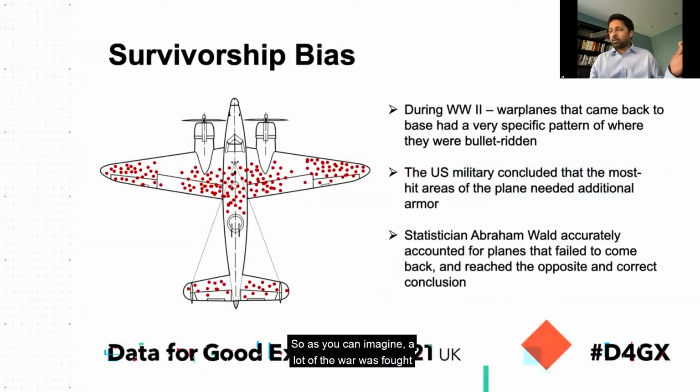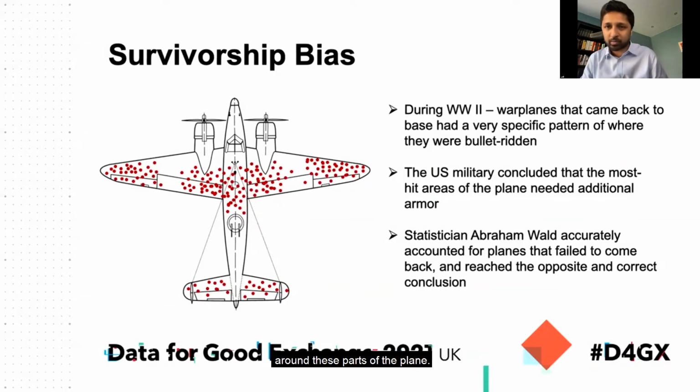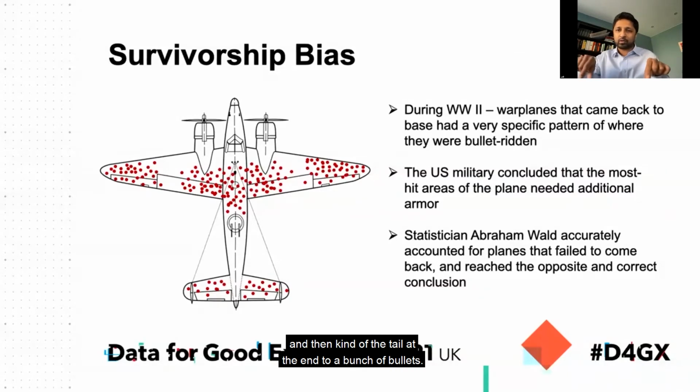As you can imagine, a lot of the war was fought with planes, and planes would go out. Over time, they observed a pattern in the red dots, which are essentially bullets. There's shrapnel, and parts of the plane that seem to be dented based on bullets being fired. So you have this picture emerging around planes that are coming back to the base, and you see that most of the bullets are clustered around certain parts of the plane. The wingtips seem to have a lot of bullets, the torso seems to have bullets, and the tail at the end seems to have a bunch of bullets. None of the other places seem to have any bullets.